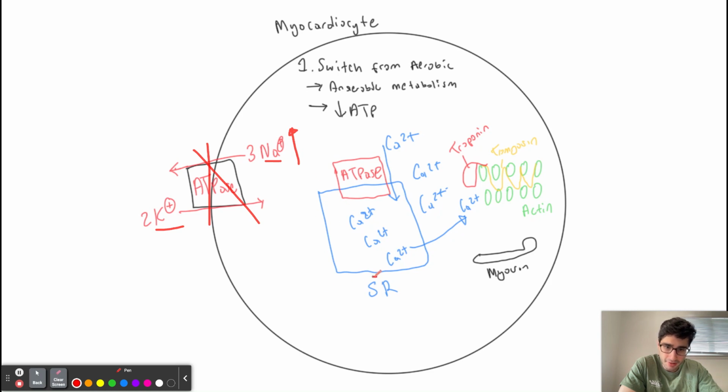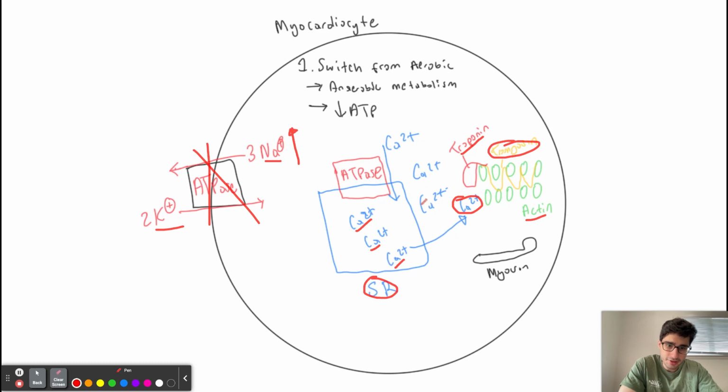Now, normally the sarcoplasmic reticulum is going to contain a bunch of calcium here, and when it releases calcium into the cytoplasm, it binds to troponin, and once this binding occurs, then troponin is going to take out tropomyosin and open up the myosin binding sites found on actin, and then myosin is going to bind to actin, and this is how contraction is going to occur.